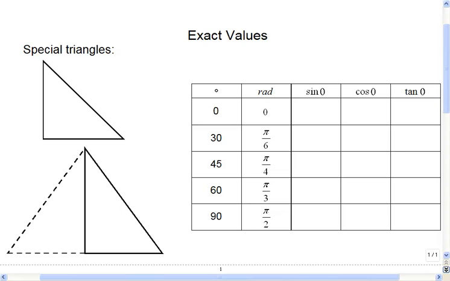Okay, so the first thing that we need to pay attention to here, I'm going to show you how to produce some special triangles. These two triangles are going to make up our exact values. I'm going to show you how to reproduce them because ultimately you'll need to do this. The first triangle you need to produce, I call it the isosceles length 1.